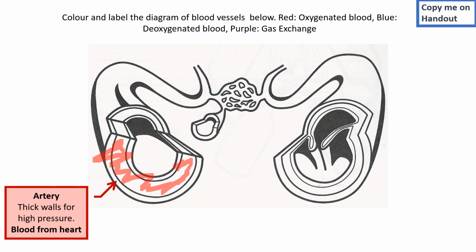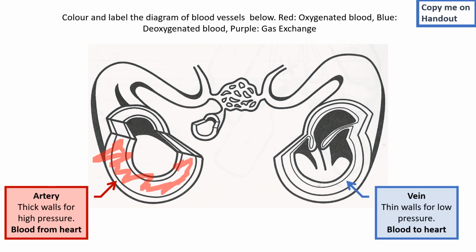We can see that our blood vessel over here is a vein, and we know that this is a vein because I have my telltale sign right here of a valve. And the valve is again to prevent the blood from flowing backwards. So we're just going to quickly highlight this in blue.